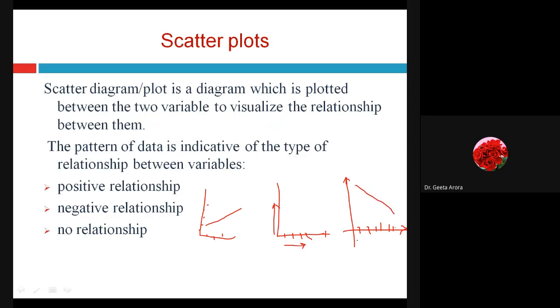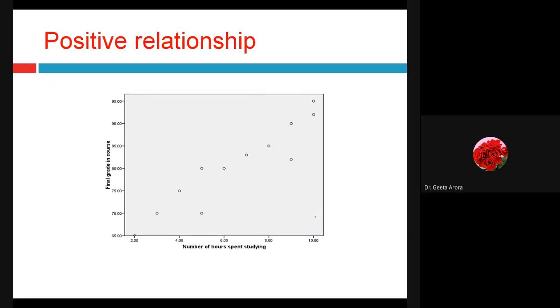Correct? So here again, just by having some idea regarding the output that we are getting, we could have an idea of the correlation, whether the two things are positively correlated, negatively correlated, or there is no correlation. Correct? So let's see some examples.